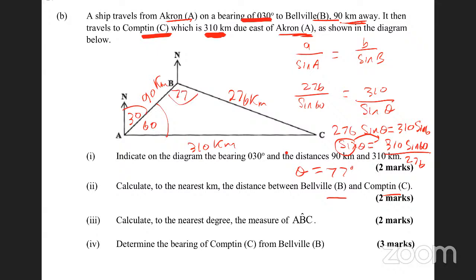Right, last question. Determine the bearing of C from B. Where is that? That's this whole angle here. How much? 30? No, bigger than that. Look how big it is. How much? 134. So let's see how they got that.